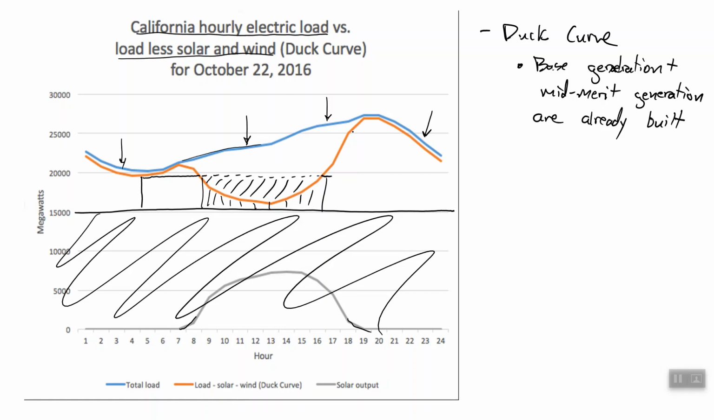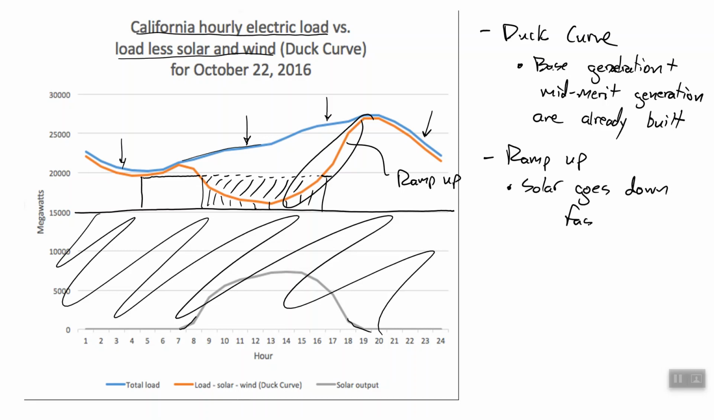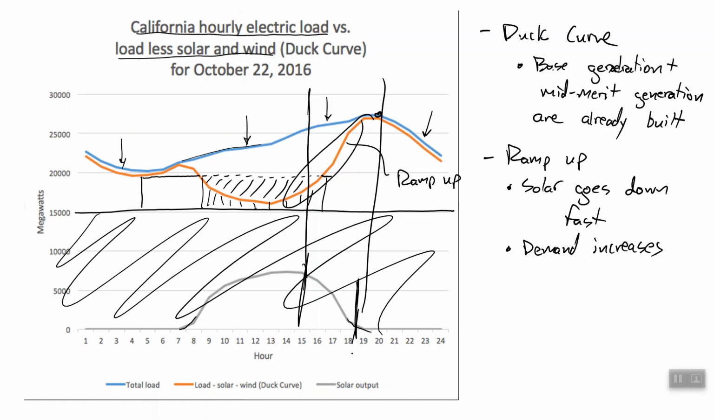Then we have another problem in that we have this sudden ramp up. The ramp up happens when solar goes down fast, right? So right here is where we see a fairly sudden, quick decrease in solar, but demand increases. So they're doing opposite things. The demand in this same time period is about to hit its peak right when solar drops out, which means not only do we have to bring on our mid-merit generation almost all at once again, but we also need to turn on our peaking plants probably a bit more rapidly than we want to.